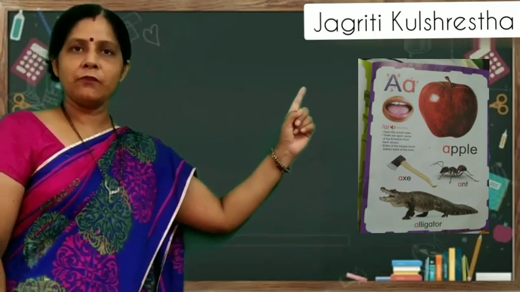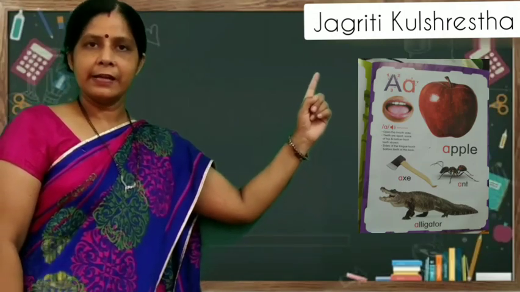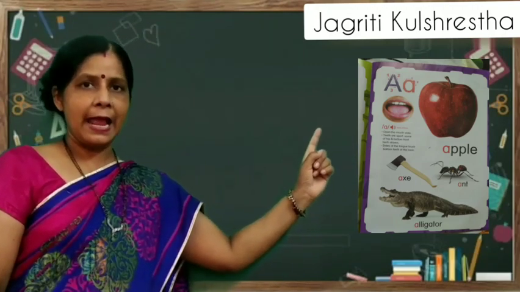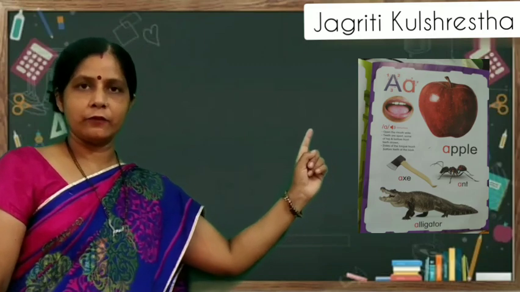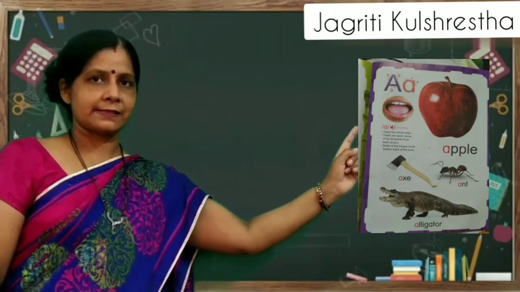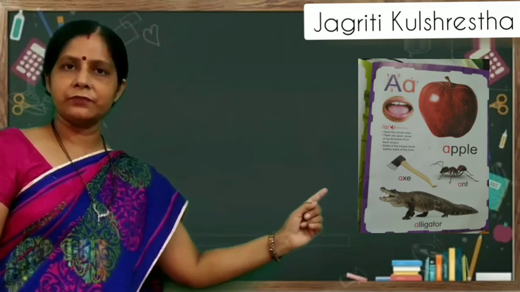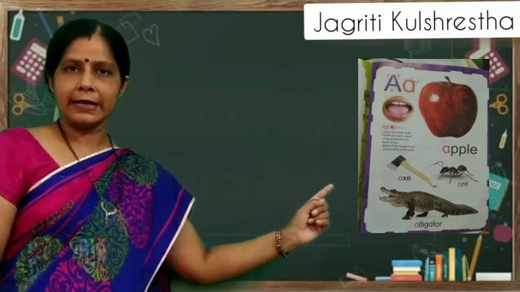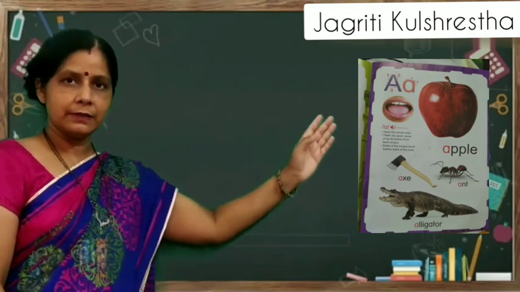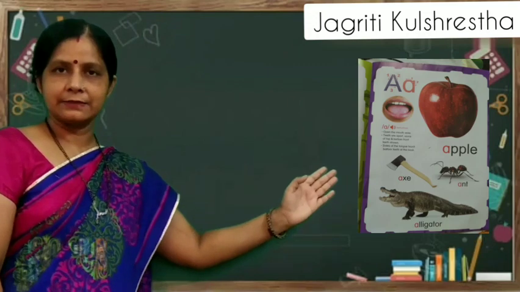See, first picture is of apple. A for apple. Now read with me. A for apple. Next picture. This is ant. A for ant. Next picture. A for ax. And the fourth picture is A for alligator. So, which pictures we have learned? A for apple, A for ax, A for ant, A for alligator.